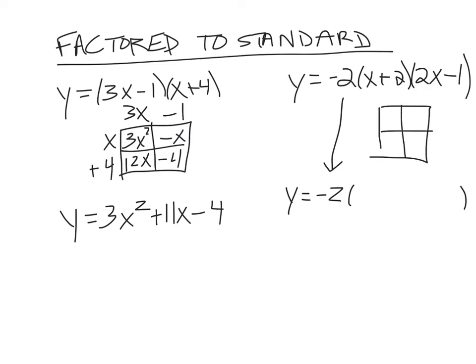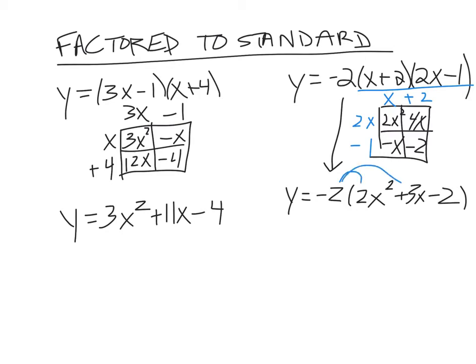Now what I'm going to do is focus on just the two binomials and multiply those together. X plus 2, 2x minus 1. So 2x squared, 4x, negative x, negative 2, and I put that in my parentheses I have already down here. 2x squared, 4x minus x is 3x, minus 2. And now my last step is to distribute my negative 2 that I have in front.